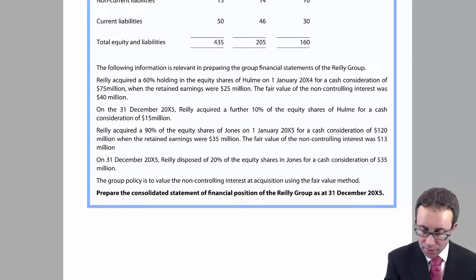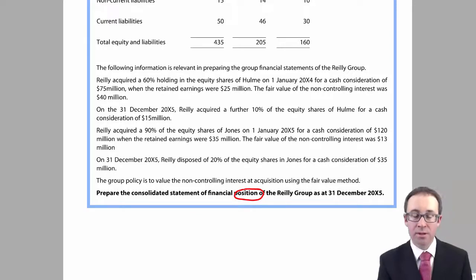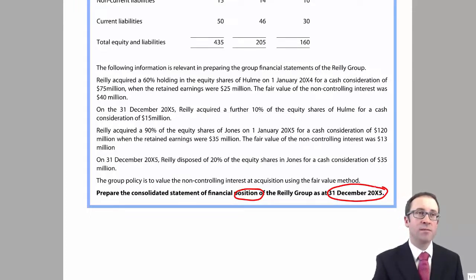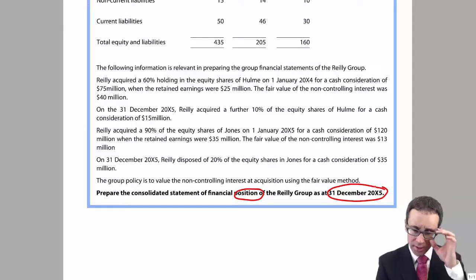No surprise that it wants a position statement. It's the Riley group, so Riley must be the parent. And it's the 31st of December, is it 20X5? Okay. It's going to be important here that we understand the group structure. So what have we got?